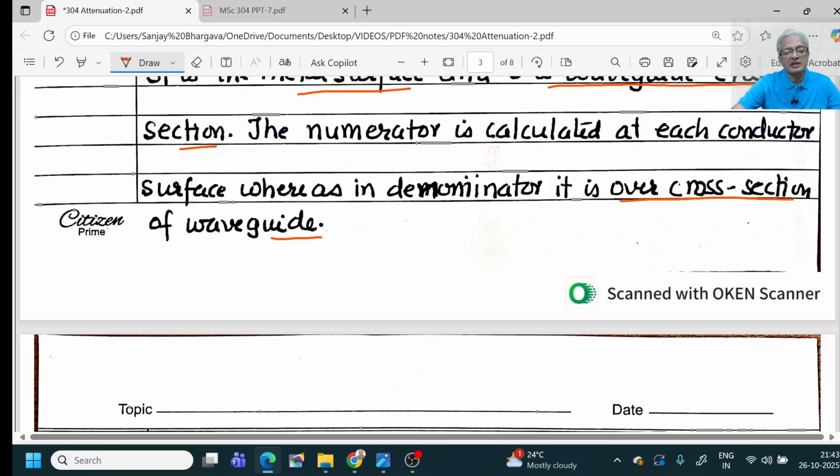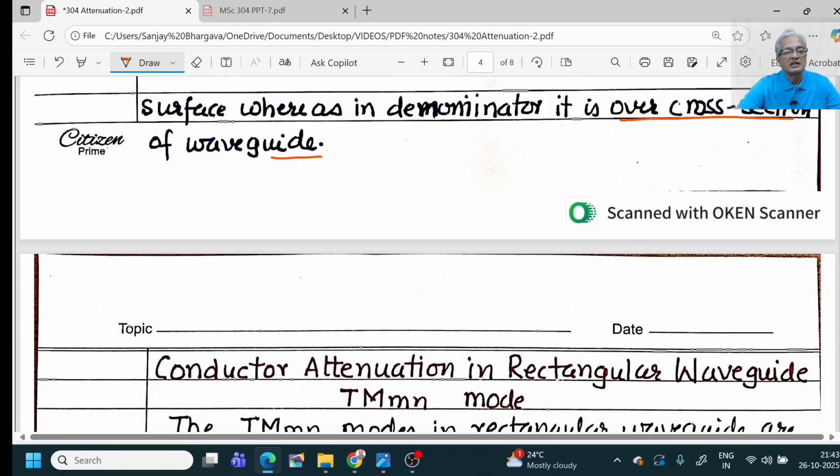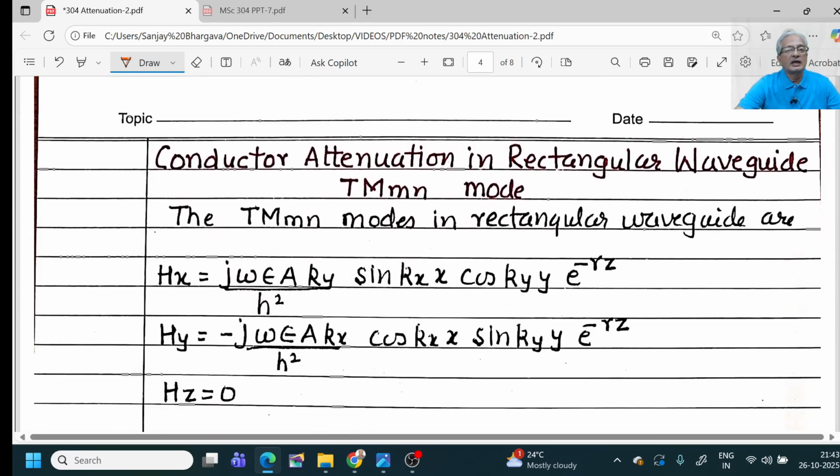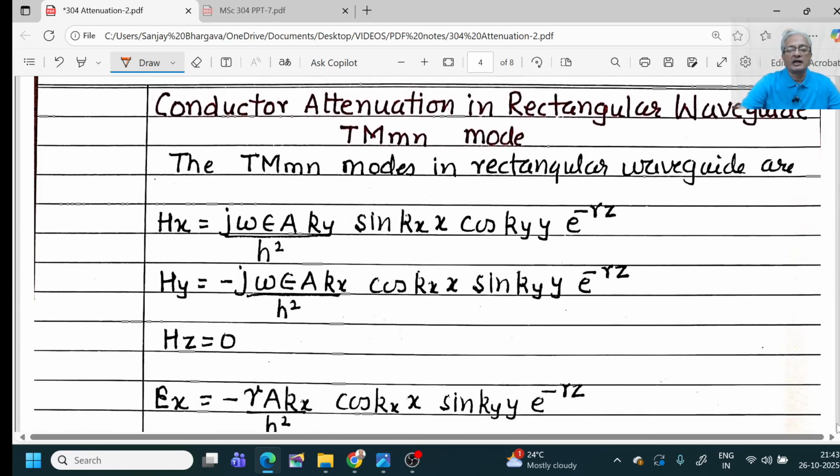So S represents the entire cross section of the waveguide while S1 represents a single surface. Now we would like to calculate conductor attenuation in a rectangular waveguide. For the first part we will pick the TMn modes.